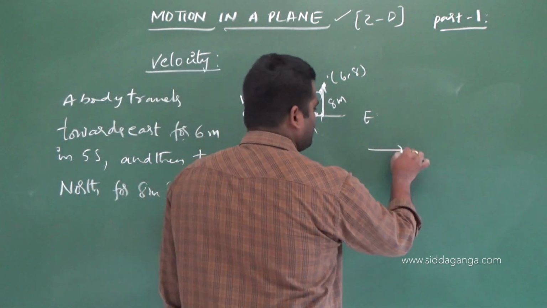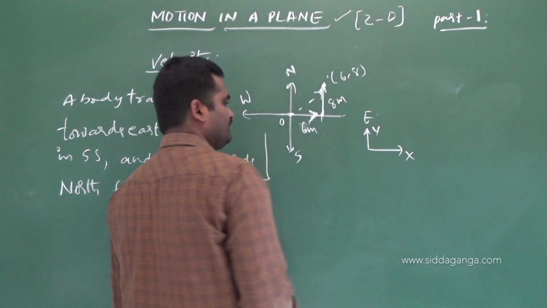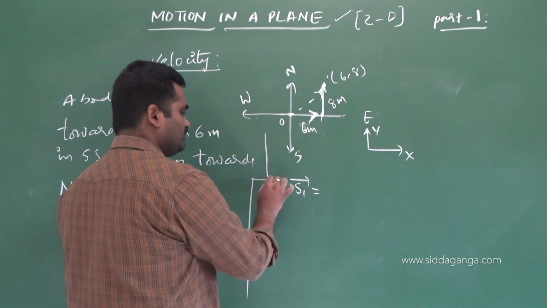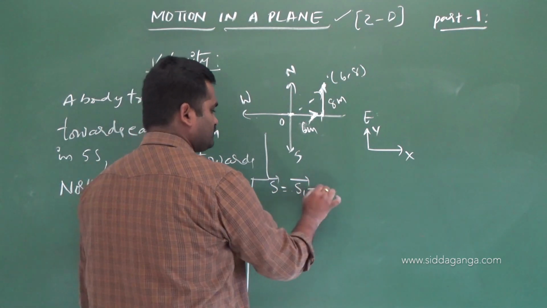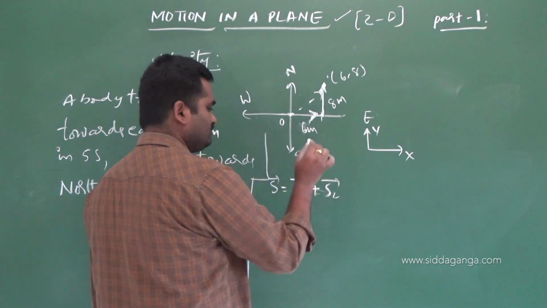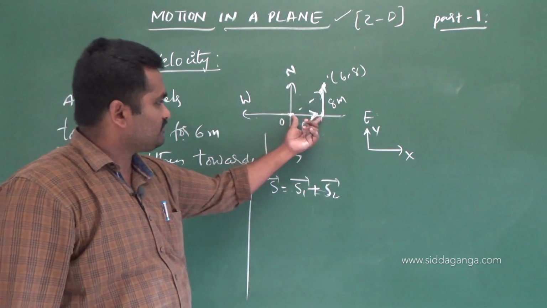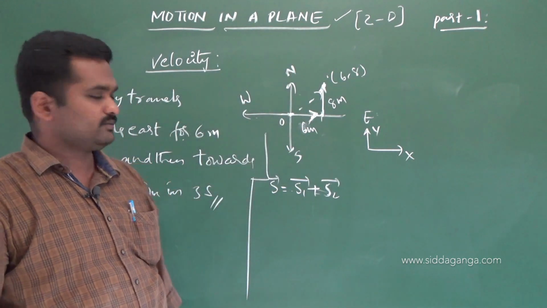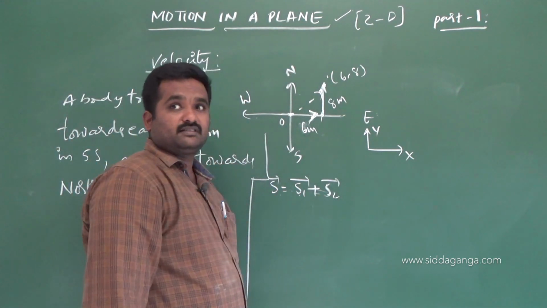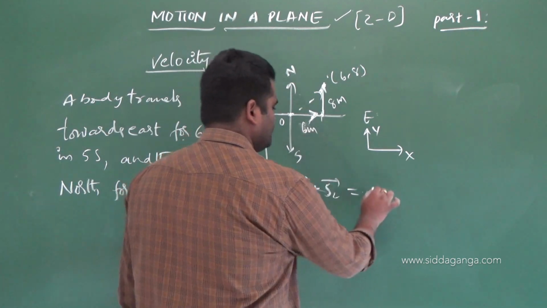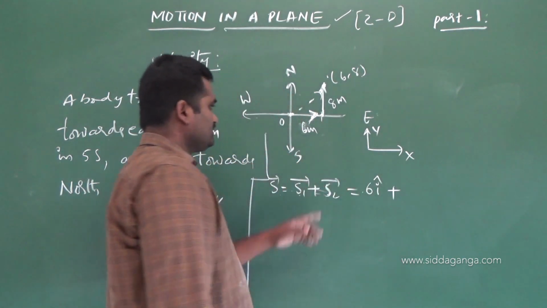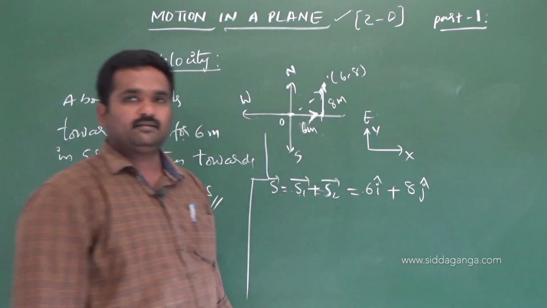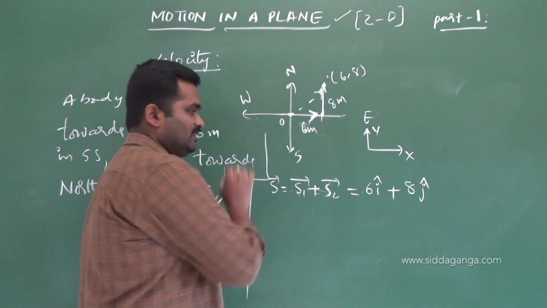Or if you take east along x direction and north along y direction, first we have to find the total displacement. Total displacement is S1 plus S2, because this is the first displacement and this is the second. If there is a third, you can add it and so on. S1 is 6 i cap and S2 is 8 j cap, so the displacement is 6 i cap plus 8 j cap.